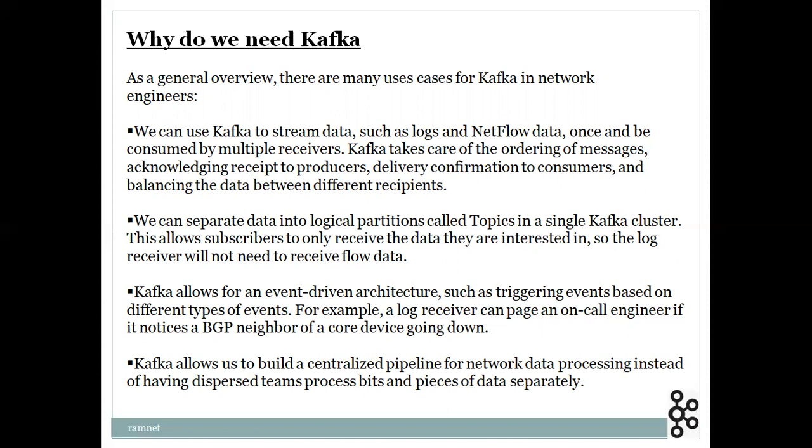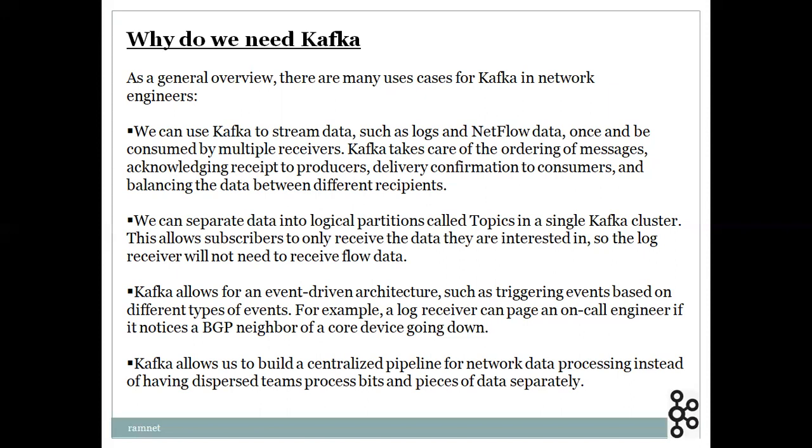Kafka allows for event-driven architecture, such as triggering actions based on different types of events. For example, a log receiver can page an on-call engineer if it notices the BGP neighbor of the core device going down. So notifications can also be sent from Kafka. Kafka allows us to build a centralized pipeline for network data processing instead of having dispersed teams process bits and pieces of data separately.